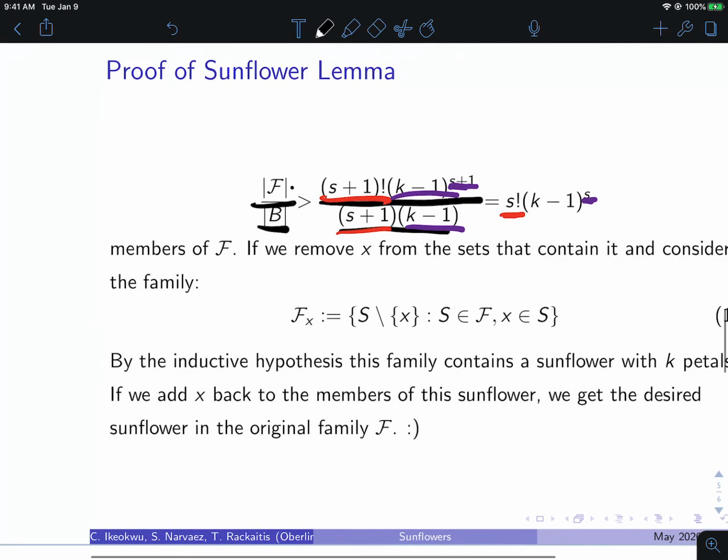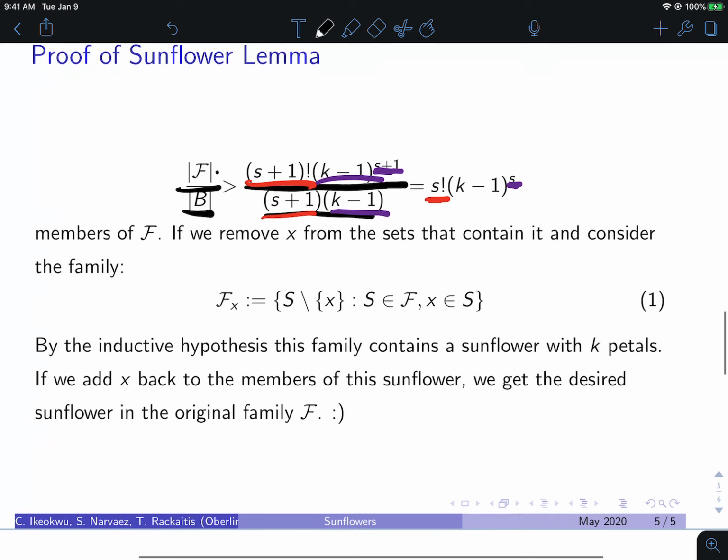So this is now a sunflower in the original family. It was a sunflower with sets of size S, but now we added one more element to each set, so they have size S plus one, and now it's a sunflower in the original family, and we've proved it.